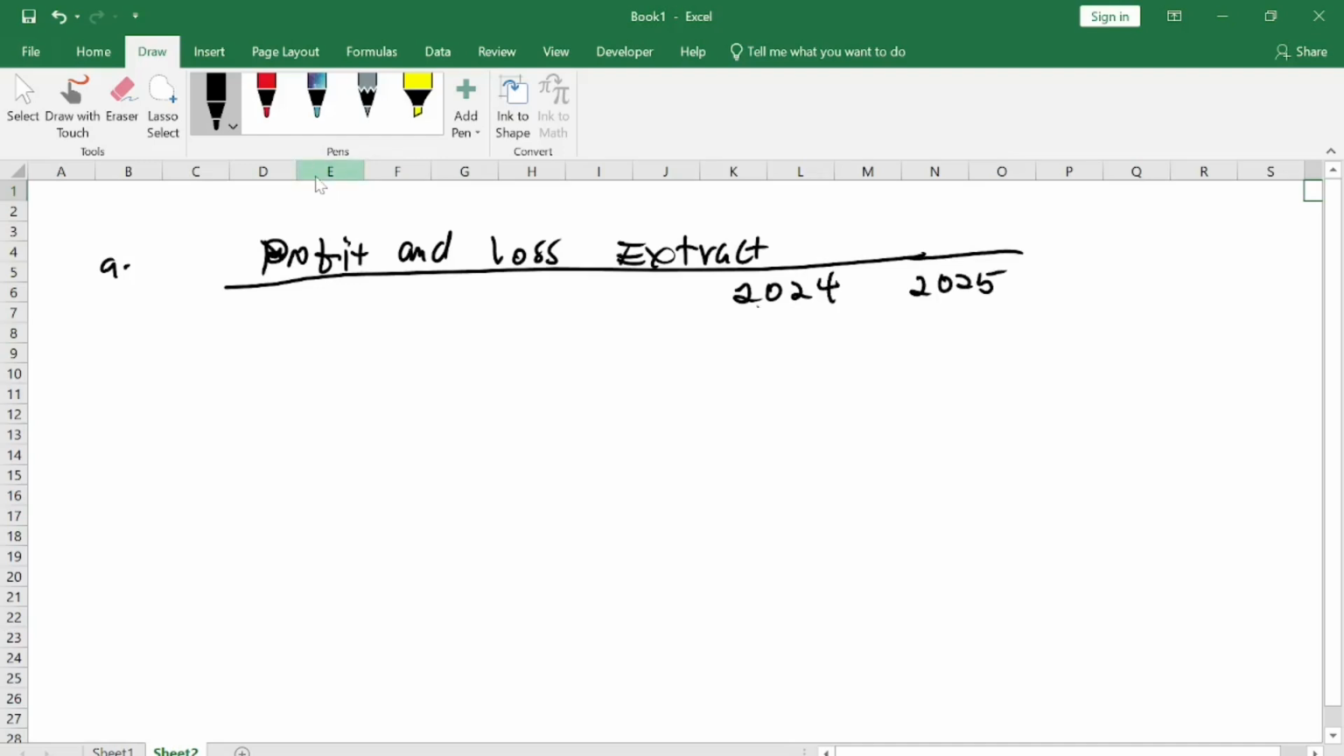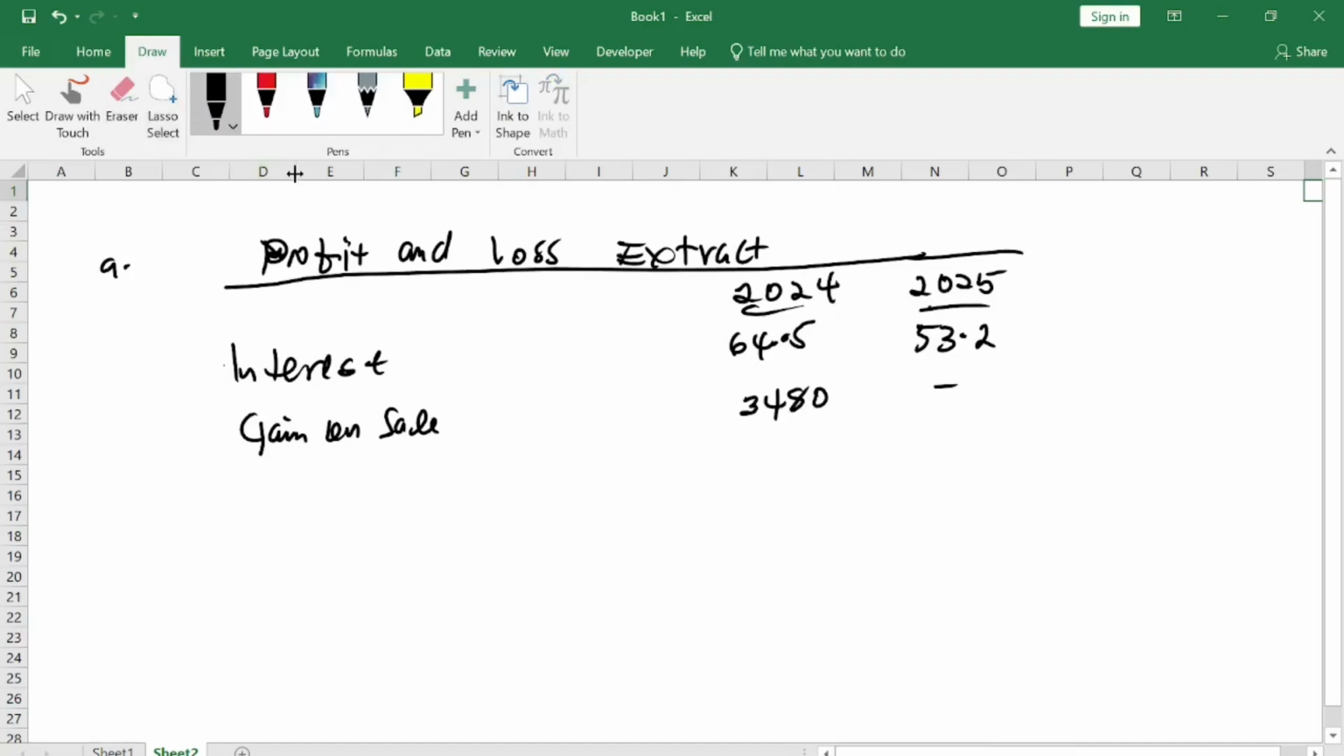So you'll start with our interest. Our interest for 2024 is 64. Then we can also bring the gains that we made on sale. How much was the gain on sale? The gain was 34.80. All right, so we can now calculate our depreciation.